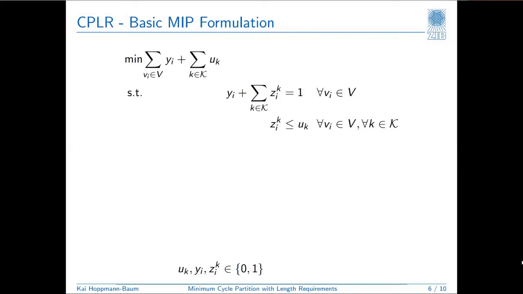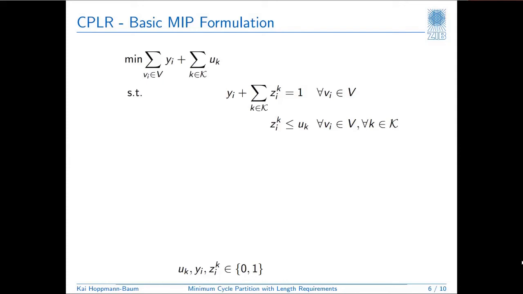And from there we already derive two constraints. The first constraint guarantees that each vertex is either a singleton or contained in a proper cycle. And if vertex i is assigned to the cycle with index k, then the binary variable Uk has to be equal to 1. And from that we can already write down our objective function, which is the sum of all singletons plus the sum of all active cycles that contain some vertex.